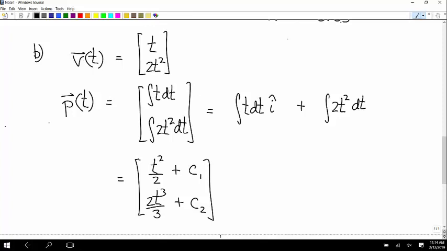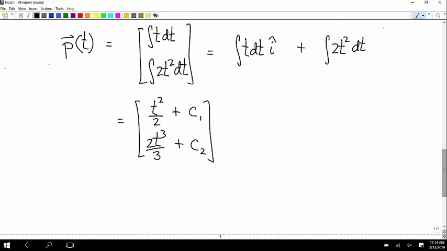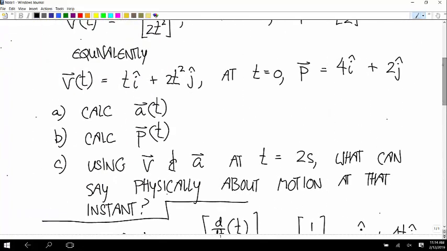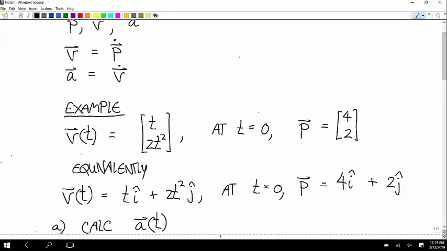Now I'm going to use those boundary conditions to find the constants of integration. So first I'll use the boundary condition for the x component. The boundary condition says when time is equal to 0, the x component of the position is 4.